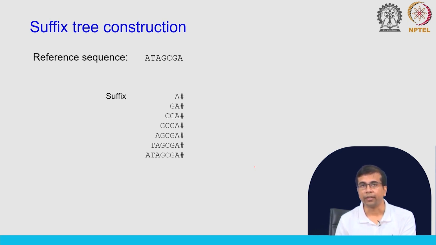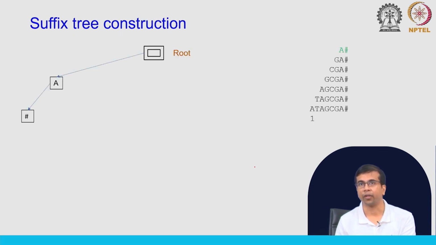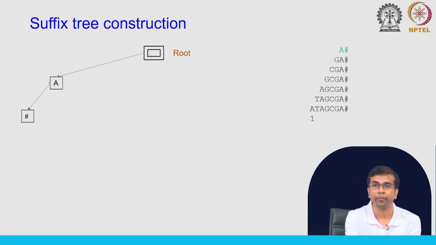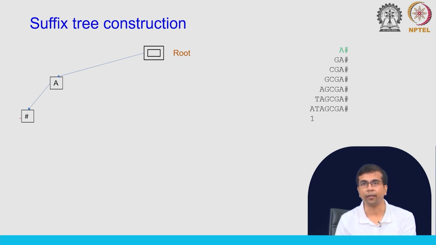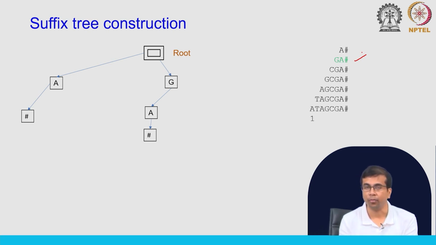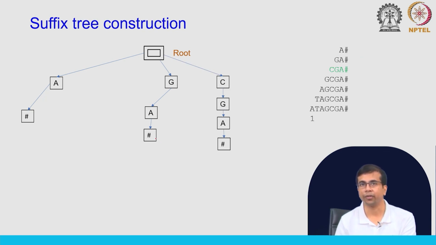So, we will take all these suffixes and we will build the suffix tree. We start with this A hash. We start with the root, we have the base A, then we have the hash, and we have reached the leaf. This is the end of this suffix, end of the string. Then we take the next one, which is GA hash, again highlighted in green, and we add this from the root to a leaf. Again it ends with this hash here, and we have G and A in between. We can continue this process, we can do this for CGA, we can do this for GCGA.